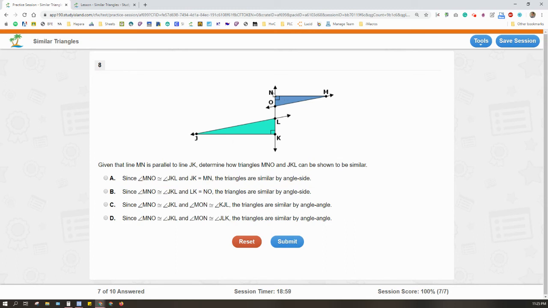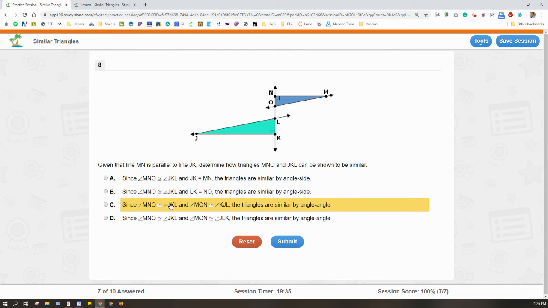And JK equals MN? Is JK equal to MN? And if we're looking for similar triangles, are we trying to say that two sides are the same length? No, that's not what we're trying to do when we're looking for similar triangles. We would need to show that all the sides are in proportion to each other. Definitely not they're equal. So A is not what we want. Next, B says, since angle MNO is congruent to angle JKL and LK is equal to NO, again, trying to say that two sides are equal to each other is not going to help. We don't even need to refer to the diagram for this. We don't need equal sides to prove similar triangles.